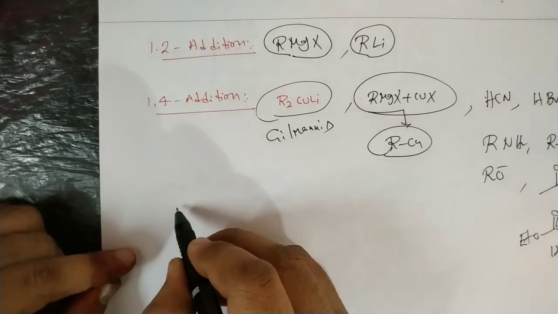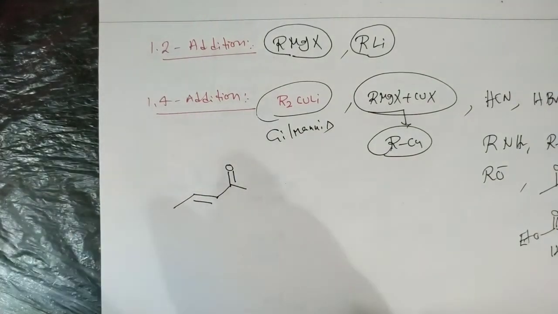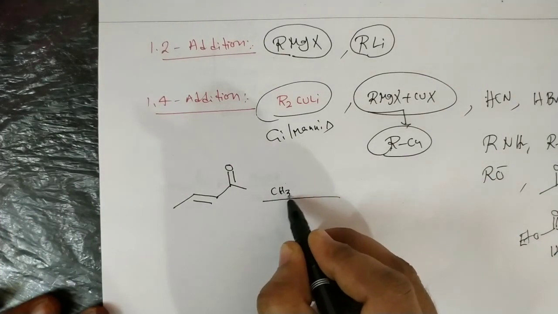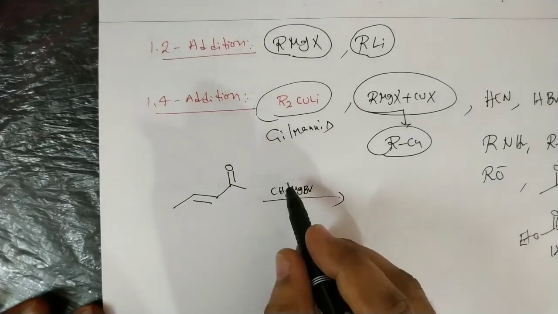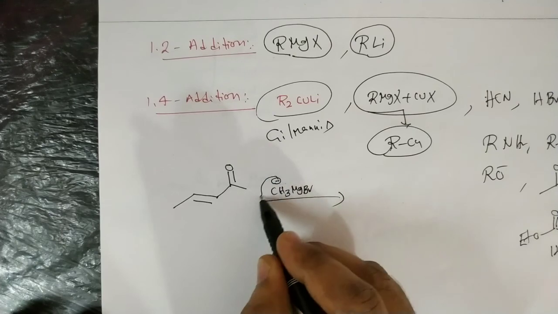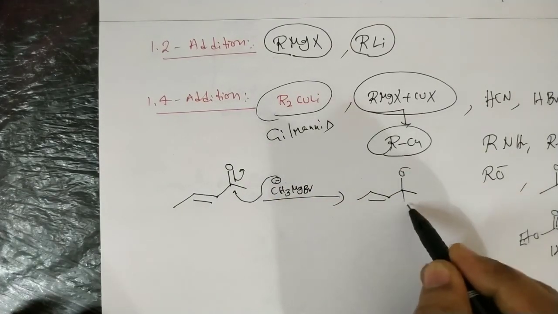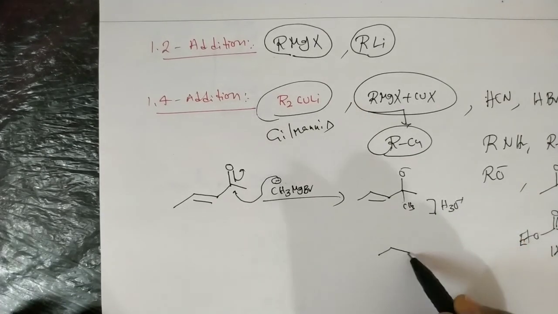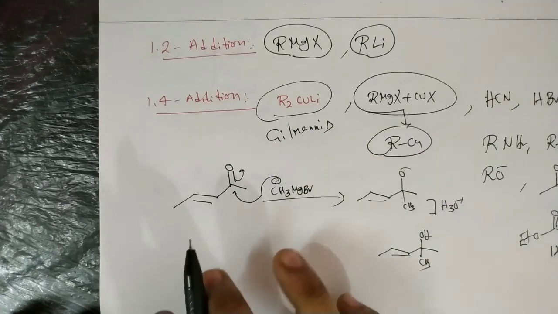Now here, suppose this is one example, with a double bond C=O here. In this case, with methyl magnesium bromide, CH3MgBr, direct addition takes place. That gives an O minus and CH3. On acid workup, we get OH and CH3, that is the 1,2 addition product.